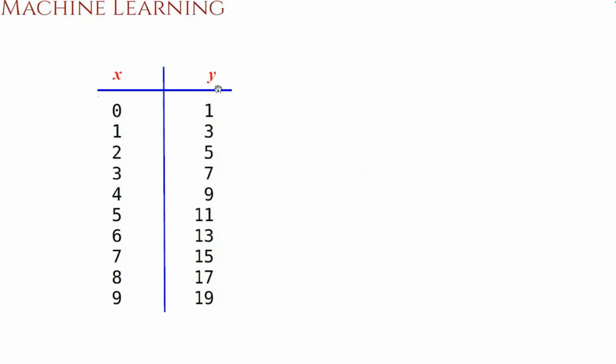What about this example here? How can you write y in terms of x? Y is equal to 2x plus 1. Okay, good. So we can also write it like 1 plus 2x. It doesn't matter. So this is the relationship.